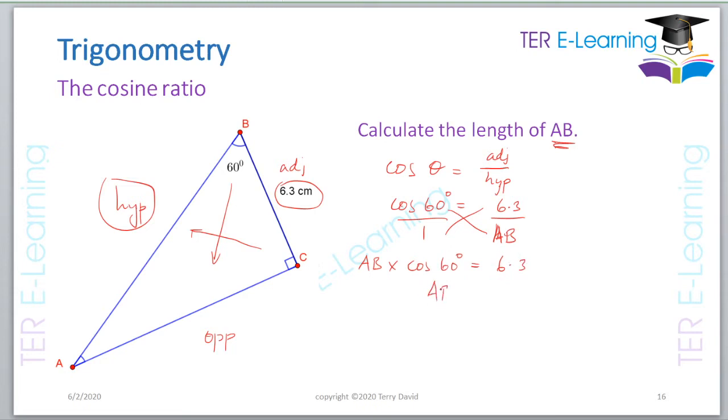Therefore AB is equal to 6.3 divided by cos 60 degrees, and therefore AB is equal to, and we're just going to work this out. So 6.3 divided by cos 60, and you're going to get 12.6 as my answer. Alright, so the answer is 12.6 centimeters. So 12.6 is correct. Those of you who have got that, that is correct.